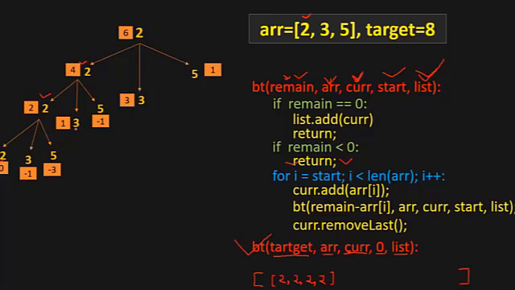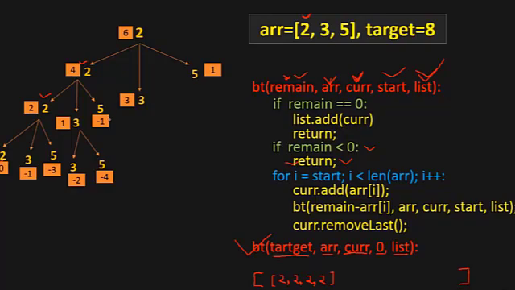For 3 we have 2 choices. We can have 3 or we can have 5. For 3, let's calculate the remain. So 1 minus 3 is minus 2. So minus 2 is a negative number. So this condition is true here. We're going to just exit from the current recursive function call. Then for 5, 1 minus 5 is minus 4. So we'll return from that recursive function call by executing this return statement.